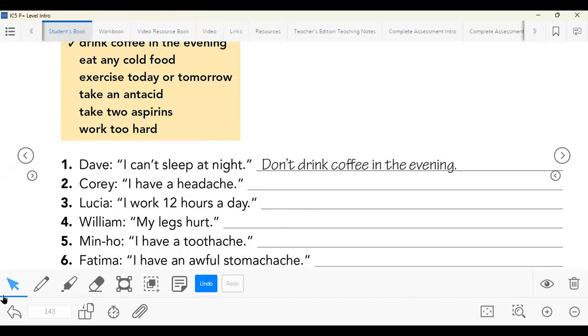Exercise today or tomorrow. I work 12 hours a day. Exercise. Or take 2 aspirins. Number 3. No, because if you work 12 hours a day, don't work too hard. Don't work too hard. In that case, right? Yeah, it would be negative. Because we can change a little bit if we need negative, or just the way it is. So in this case, I think it makes sense. I work 12 hours a day. Don't work too hard. That is the solution for that problem.